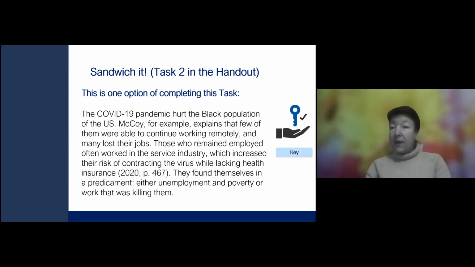Okay, good. Let me read some of the examples that have been kindly shared by people. Topic sentence: Blacks are more seriously hit by the COVID pandemic compared to white counterparts. Very good. Okay. Any other topic sentences?